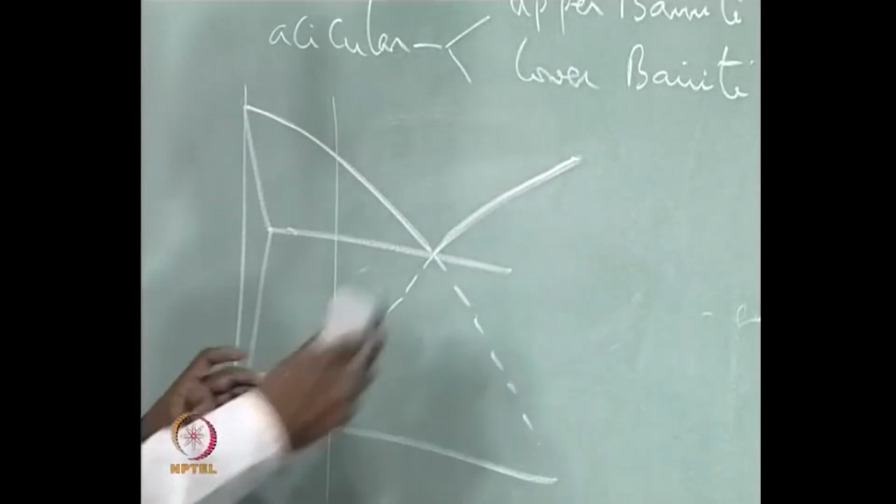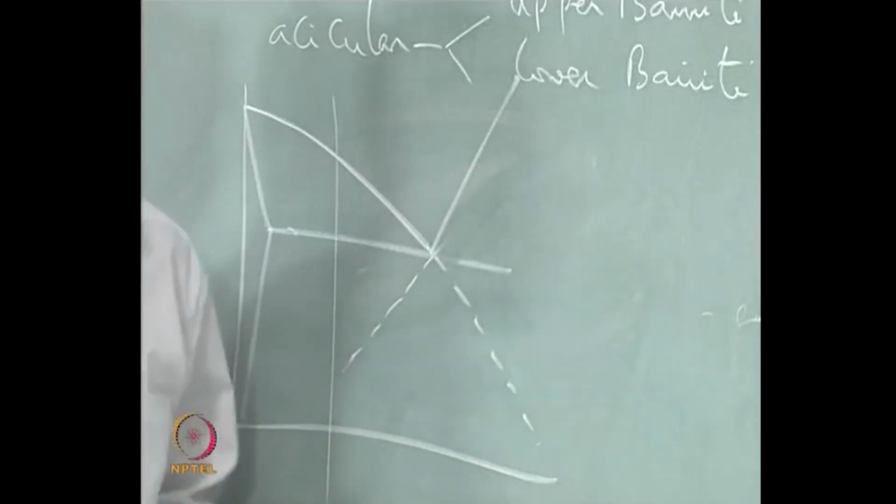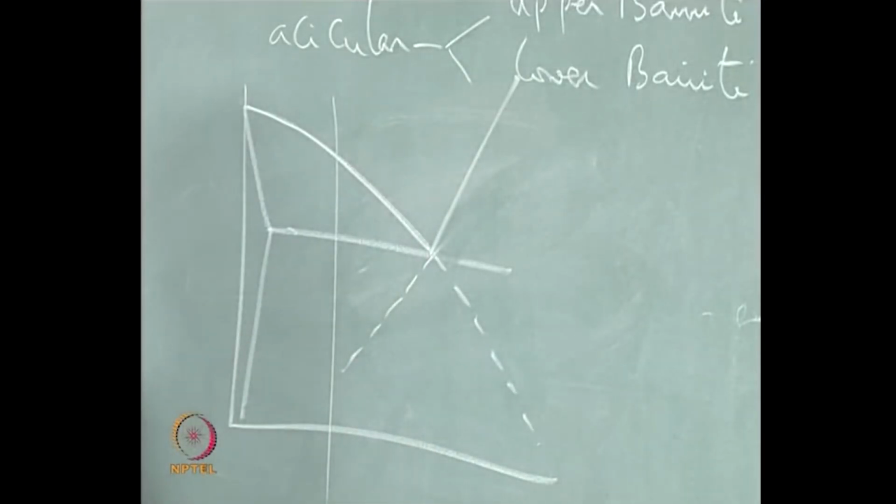Again there is a mistake here, this has to be steeper. Why is that steeper? The ACM line is steeper than the A3 line. Can you tell me why?